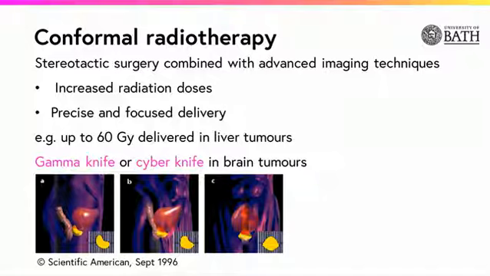Using this mode, you can increase the amount of radiation that can be delivered, and also you can get precise and focused delivery. And in some liver tumors, this has been successfully used to deliver up to 60 gray of radiation, which is a large amount, only to the tumor. Other ways of using conformal radiotherapy is gamma knife or CyberKnife, which is used for brain tumors. And again, it's like a cap that is fitted onto your head. And these beams of radiation surround the head, but the focus of the beam is only to the tumor within the brain.